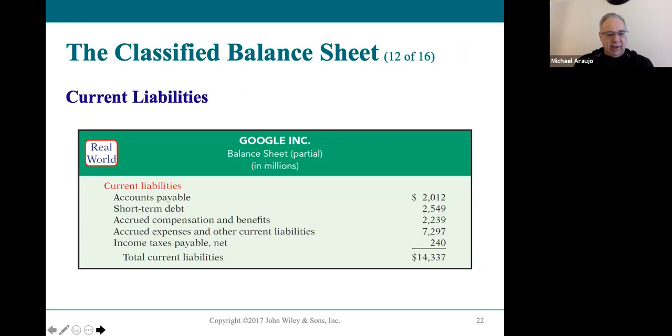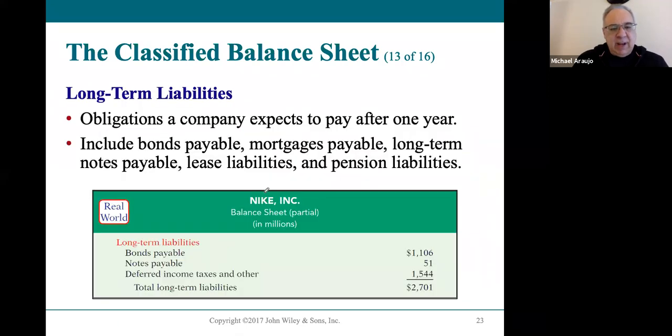The other thing here is being able to identify things. So this part of the chapter goes over Google's current liabilities, and they're all going to look very similar. This is Nike, and they have long-term liabilities. Here's something that you haven't seen yet, but it's a very important account to know.